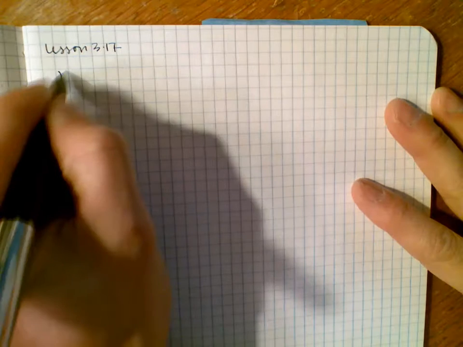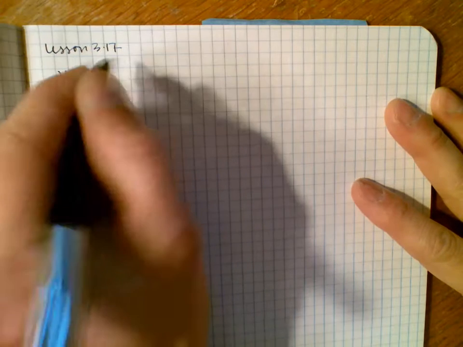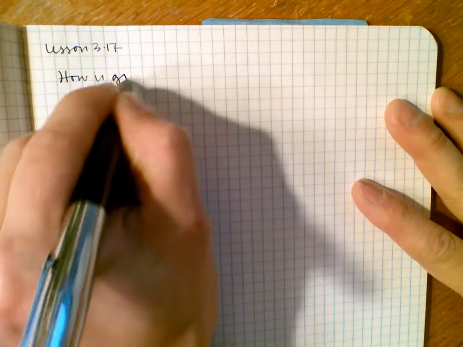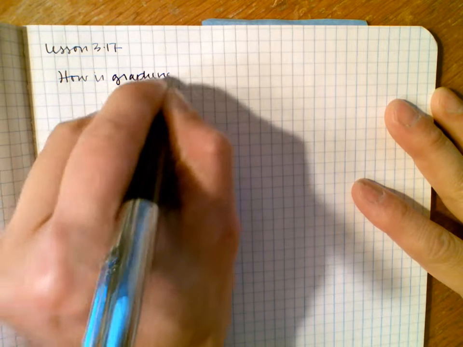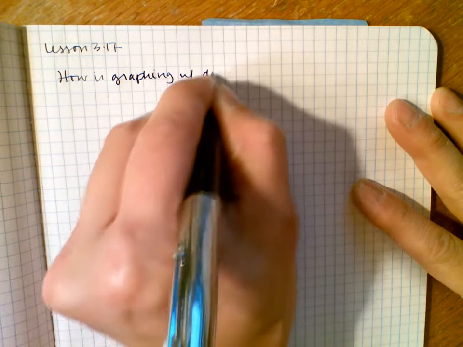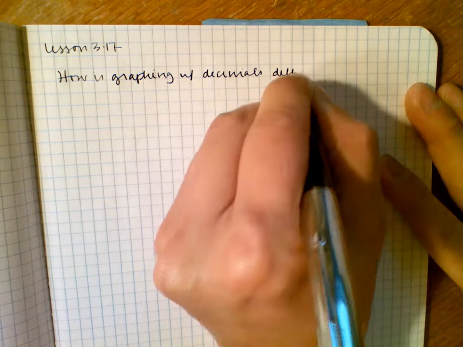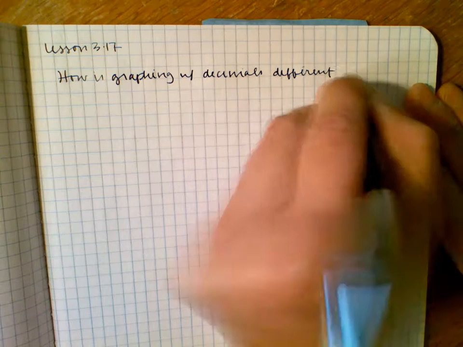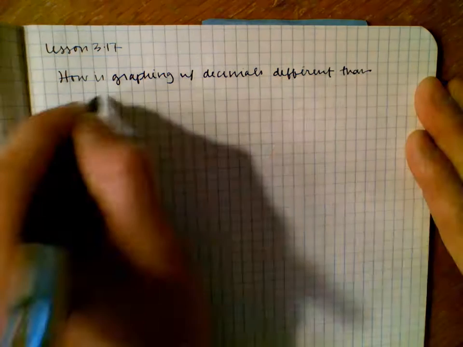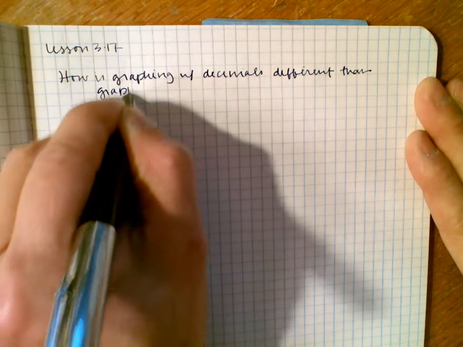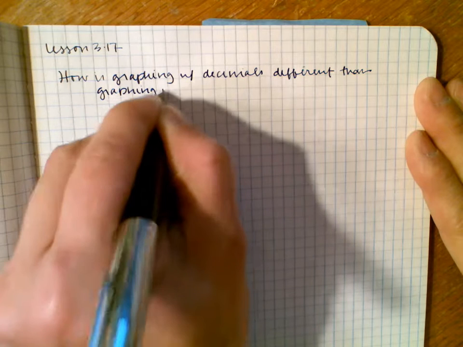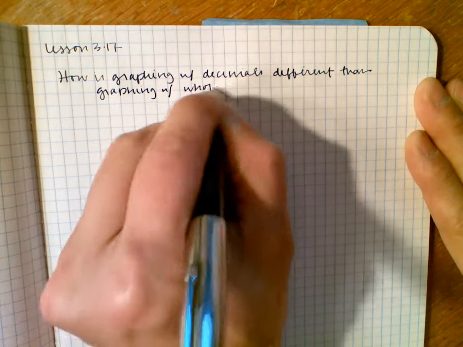So how is graphing with decimals different than graphing with whole numbers?